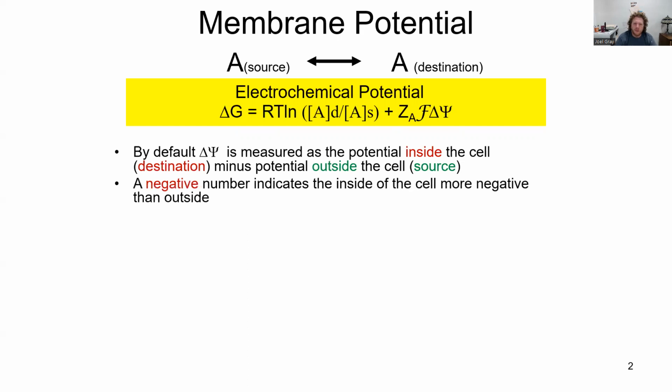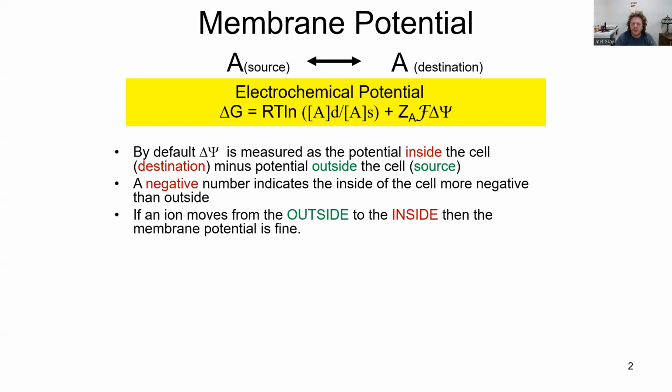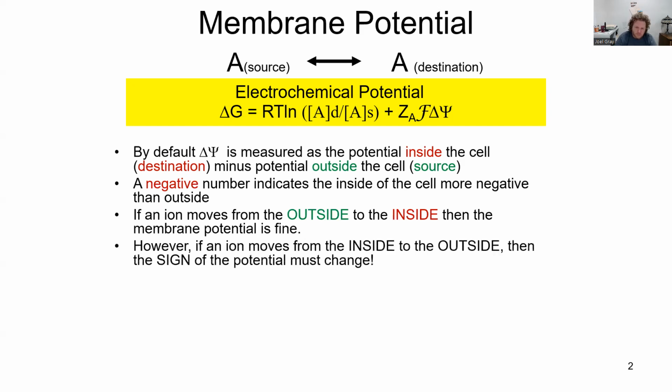Now, a negative number indicates the inside of the cell is more negative than outside of the cell. If an ion moves from the outside to the inside, then the membrane potential is fine. So you do not have to worry about changing the sign of that delta psi. On the contrary, if an ion moves from the inside to the outside, then the sign of the potential must be changed.